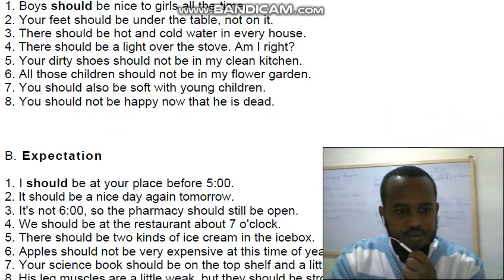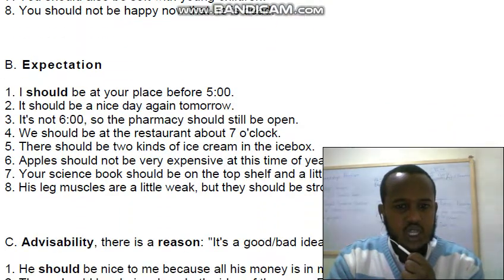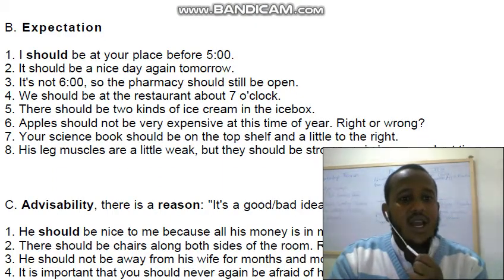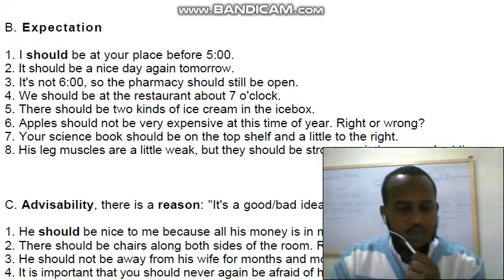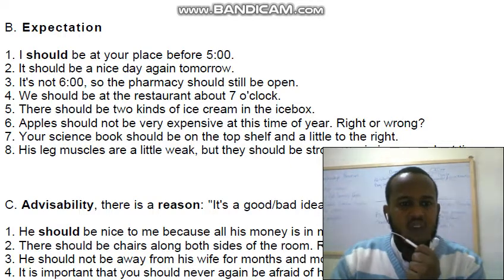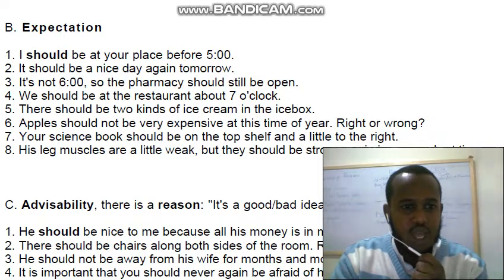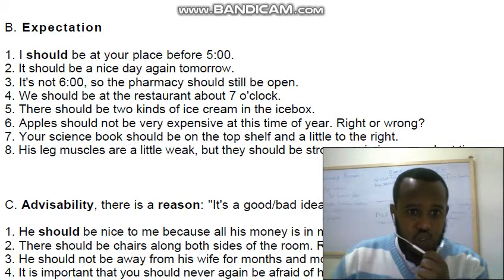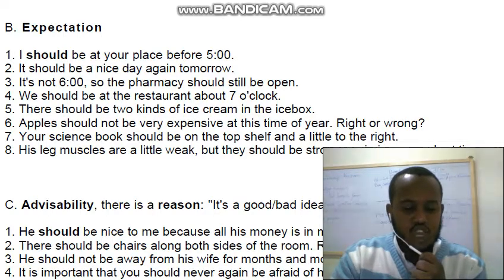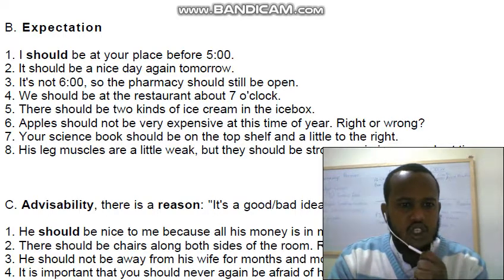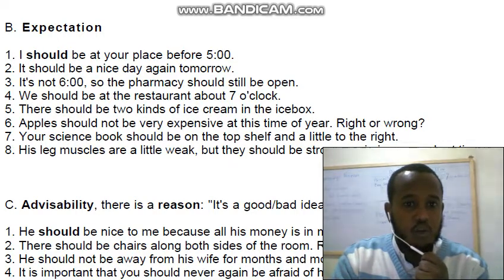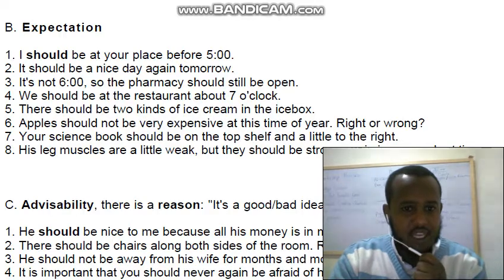So now we've got the next example of how it's used, is that it's used for expectation. It's used for an expectation that you are expecting something to happen or something to occur. So for example, I should be at your place before 5 o'clock. Meaning that the person who's coming to your house should be there before it gets to 5 o'clock. So you're expecting this person to come to you at 5 o'clock. It should be a nice day again tomorrow.